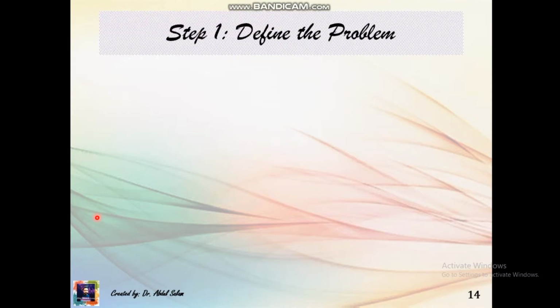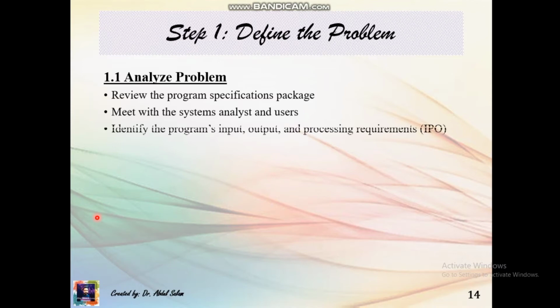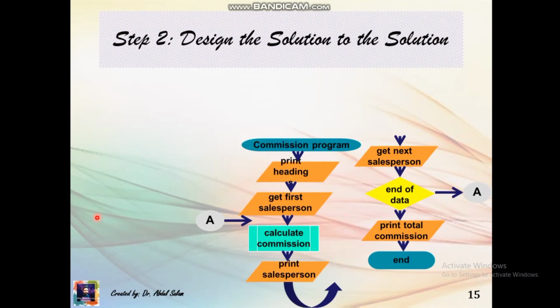The first step is define the problem. In the first step, you have to analyze the problem, in which you have to review the program specification package, meet with the system analyst and user, and identify the program's input, output, and processing requirements. Then you have to design the program: group the program activities into modules, devise the solution algorithms for each module, and test the solution algorithms. Then the second step is the designing of the solution.